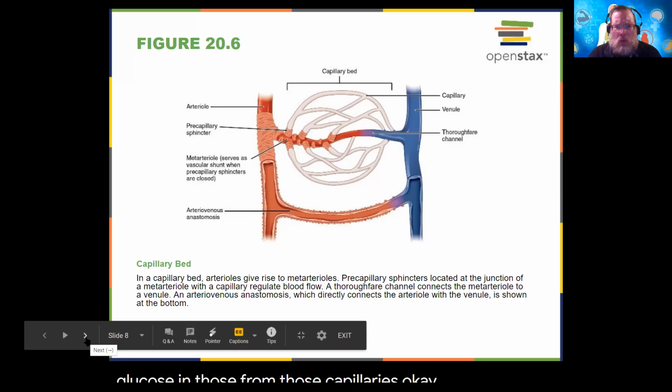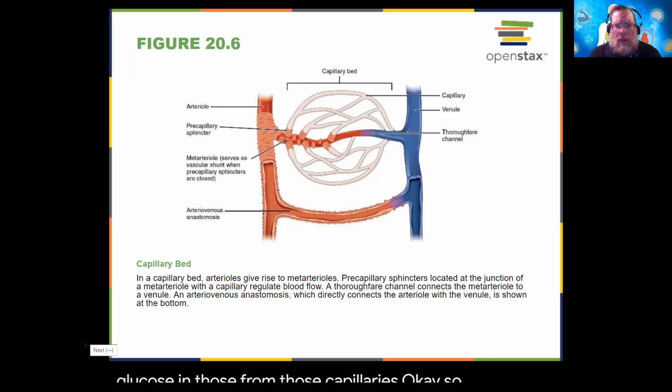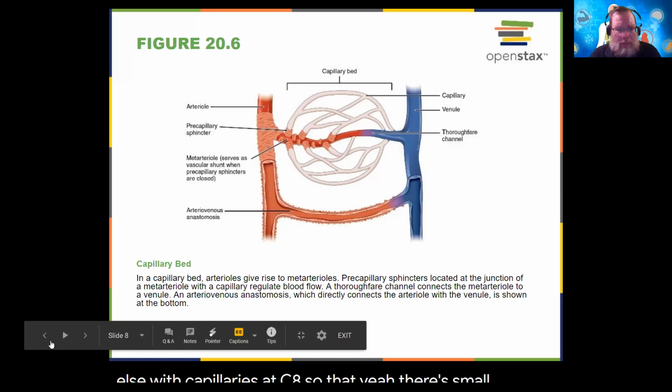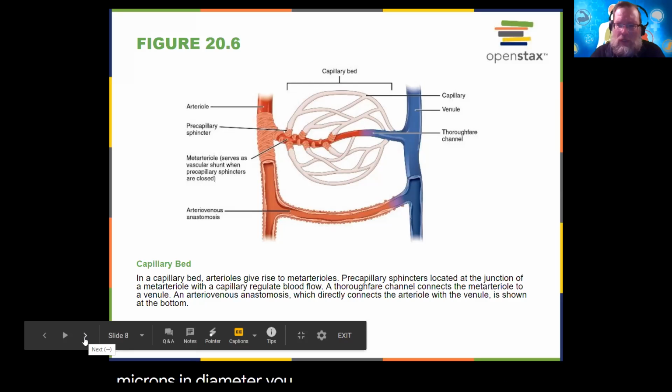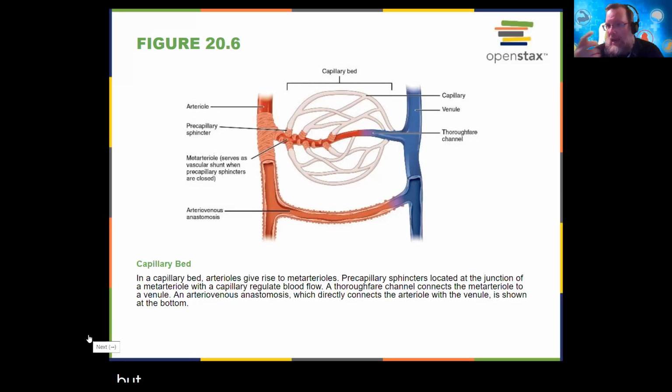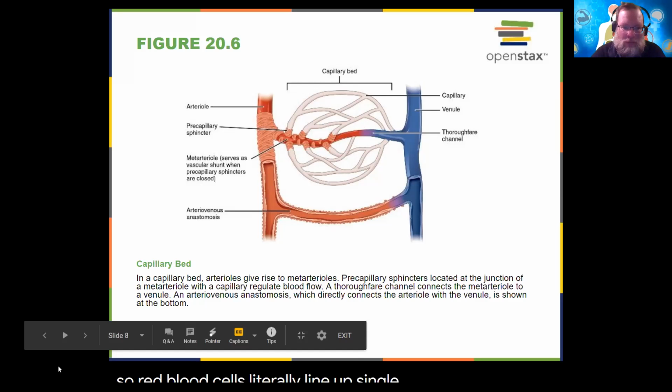Okay, anything else with capillaries? Let's see. They're small, 8 microns in diameter. You don't need to know the specifics, but a capillary and a red blood cell are the same diameter, so red blood cells literally line up single file.